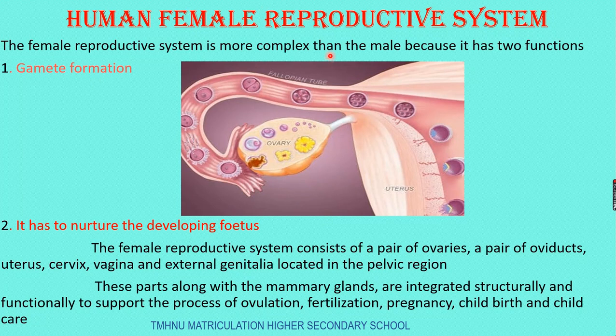The female reproductive system is more complex than the male because there are 2 important functions in the female. One is gamete formation, that is egg or ovum production, and it has to nurture or nourish the developing fetus in the uterus.